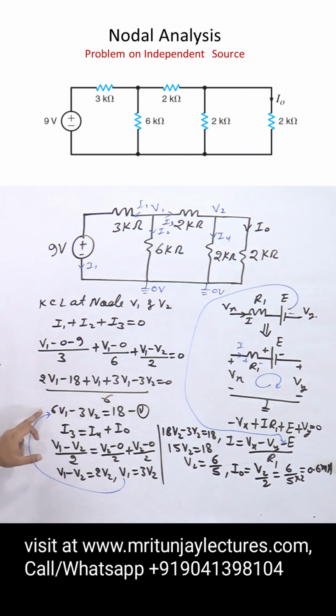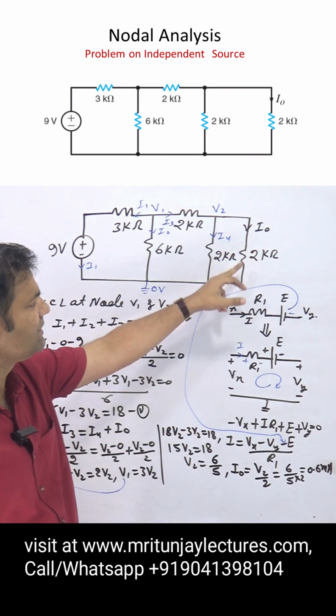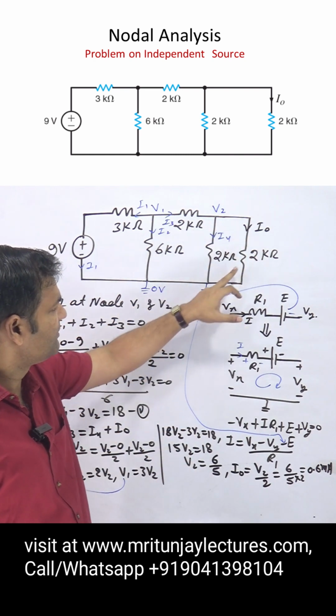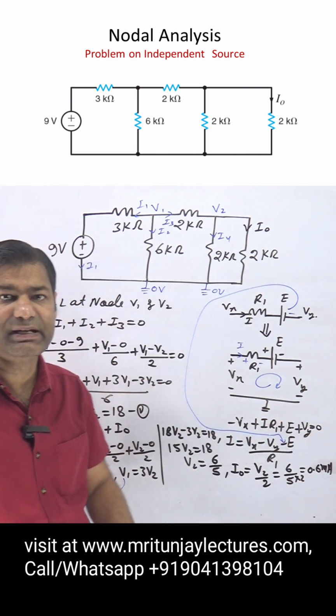If we put this value here, then we get V2. Our motto is to determine I0. I0 is V2 minus 0 divided by 2. So putting this value in, we get 0.6 milliampere, which is the right answer.